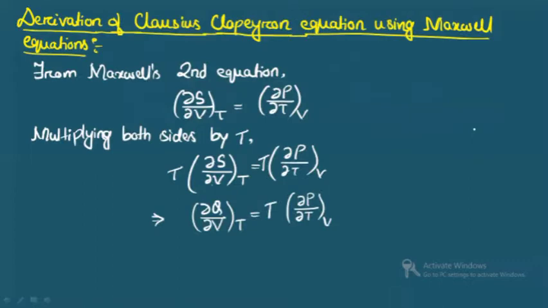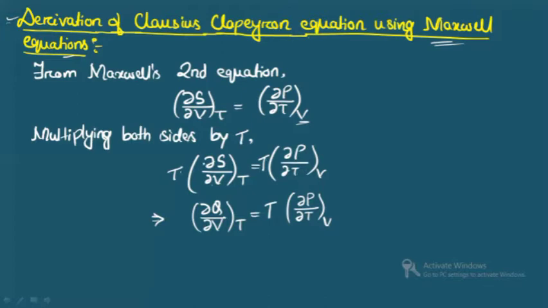This is the derivation of the Clausius Clapeyron equation using the Maxwell's second equation. We have already done the Maxwell's second equation. It is (del S/del V) at constant temperature equals (del P/del T) at constant volume. Now when you multiply T on both sides, you can write T (del S/del V) at constant temperature equals T (del P/del T) at constant volume.